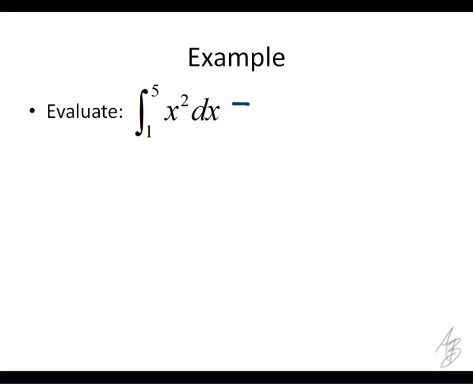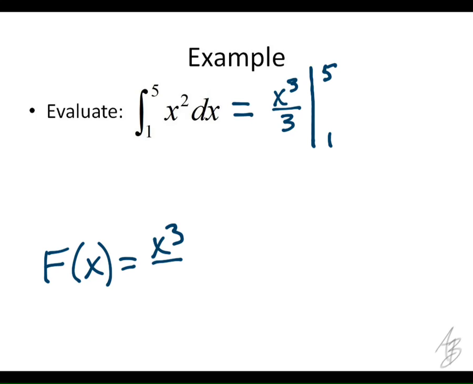What we're going to do here is we're going to write it this way. The antiderivative that we're going to use of x squared is what we used before, x to the third over 3. And we're going to evaluate that at x equals 5 and x equals 1. So this is replacing what we wrote, big F of x equals x to the third over 3, and big F of 5 minus big F of 1.